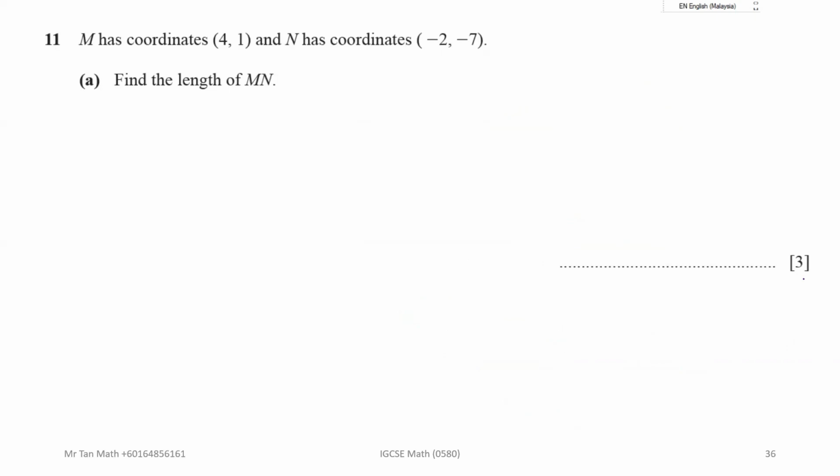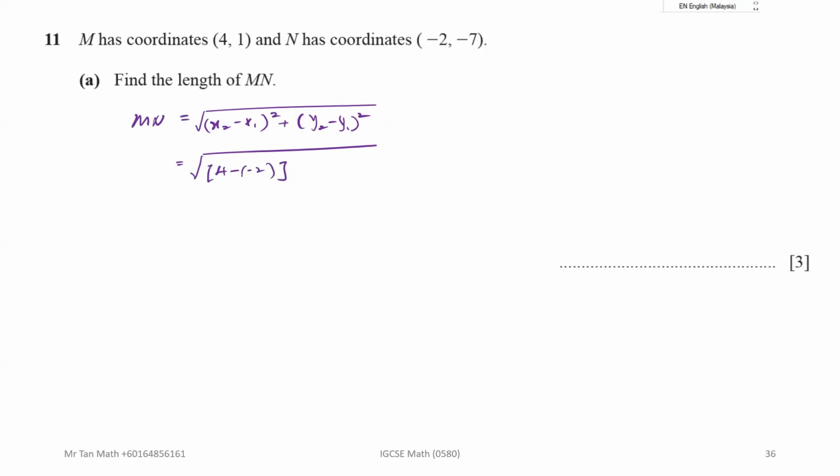Okay, number 11. M has coordinates of 4, 1, and N has coordinates of -2, -7. Find the length of MN. So MN is equal to the square root of the length x2 minus x1, you square it, plus y2 minus y1 squared, equal to square root of 4 minus negative 2 squared, plus 1 minus negative 7 squared.